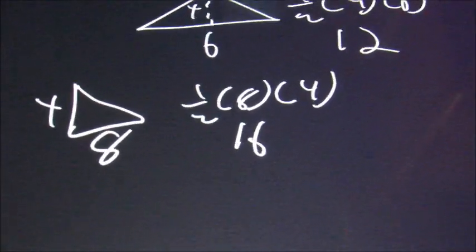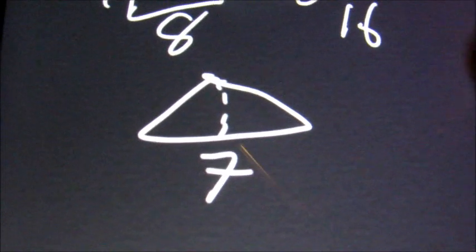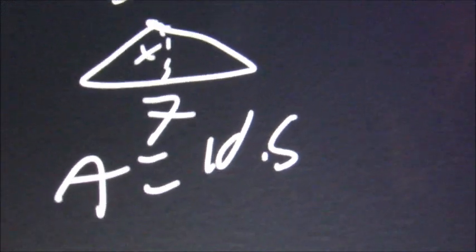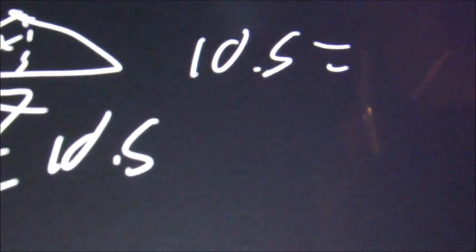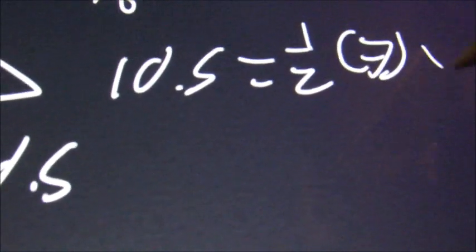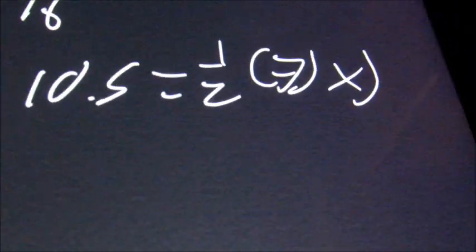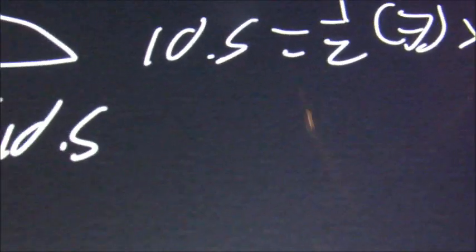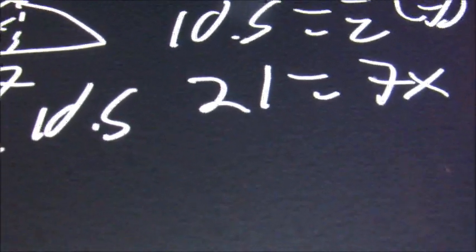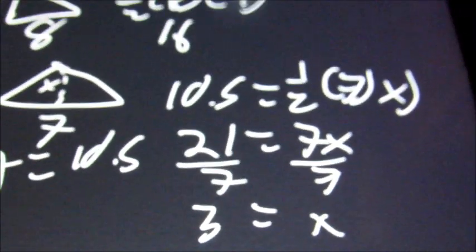You could also be given one where you're given the base, but you're not given the height, but you're given that the area equals 10.5. So we're just going to say that the area, 10.5, equals 1/2 times 7 times x. When we do this, I'm going to multiply both sides by 2 and get 21 equals 7x. Divide both sides by 7, and so x equals 3. And that's how you'll do one like this.